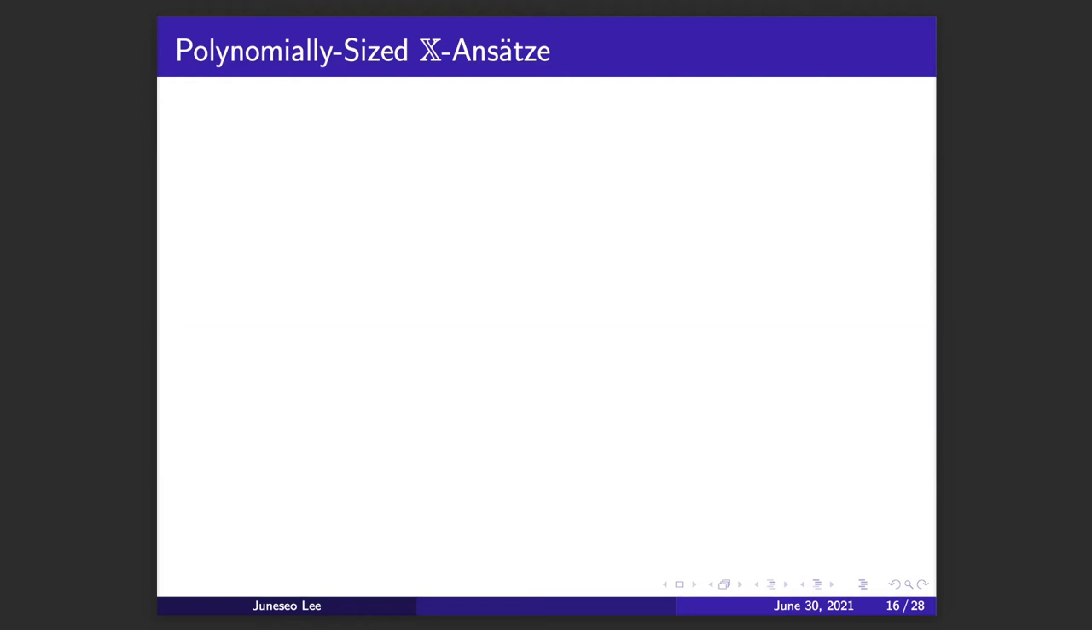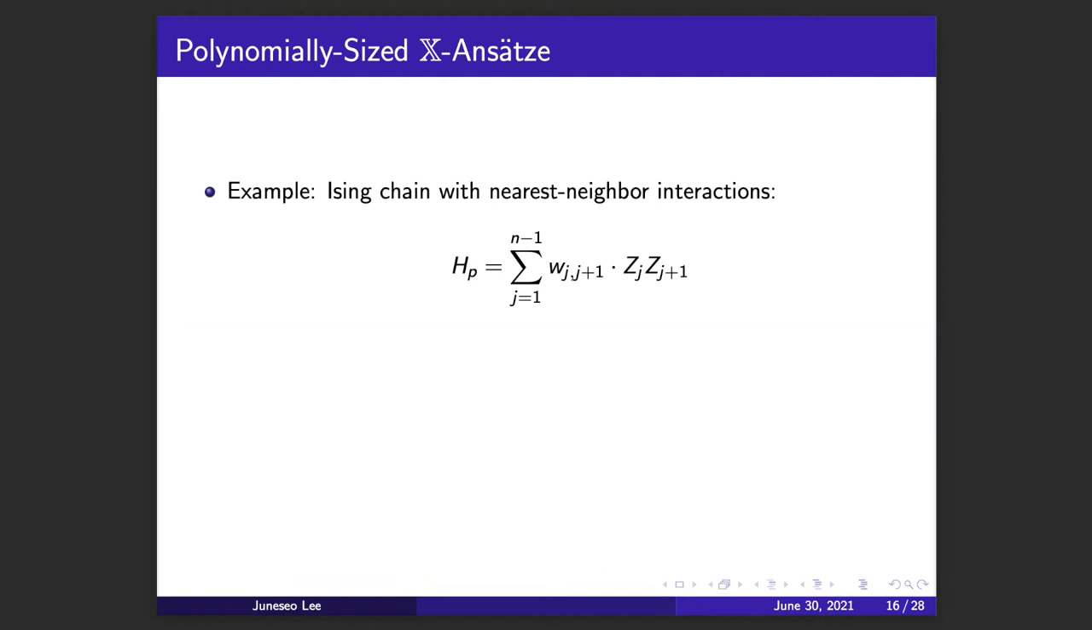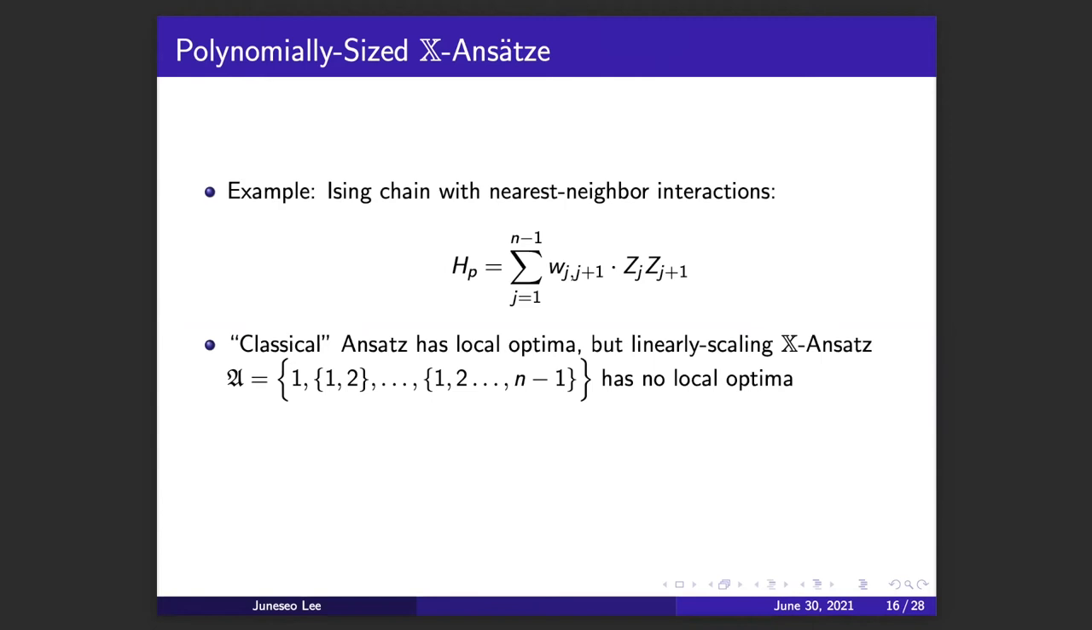Now taking a step back, when I first started this project last fall, I didn't actually start with theorem one or any of these previous lemmas. What I did is I first looked at small examples and see if I could find any patterns. One such example was the Ising chain with nearest neighbor interactions, which has the following form. And for this HP, plugging in values for the form of the Hessian in lemma 2 yields that the classical ansatz has local optima, but this particular X ansatz, which is linearly sized in the number of qubits and also uses multi-qubit operators, is free of local optima.